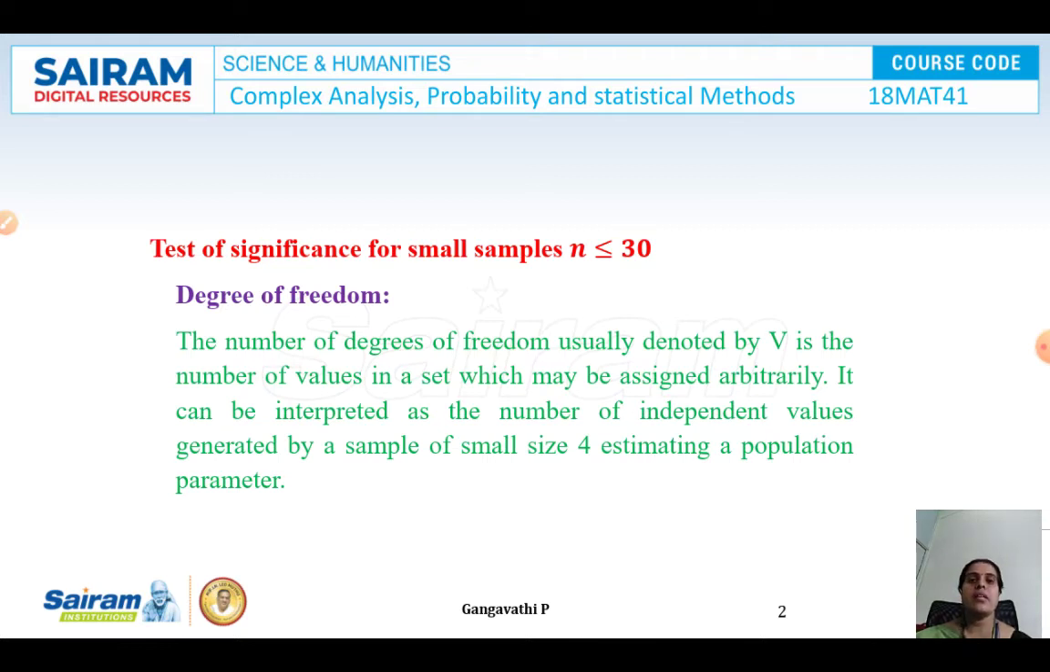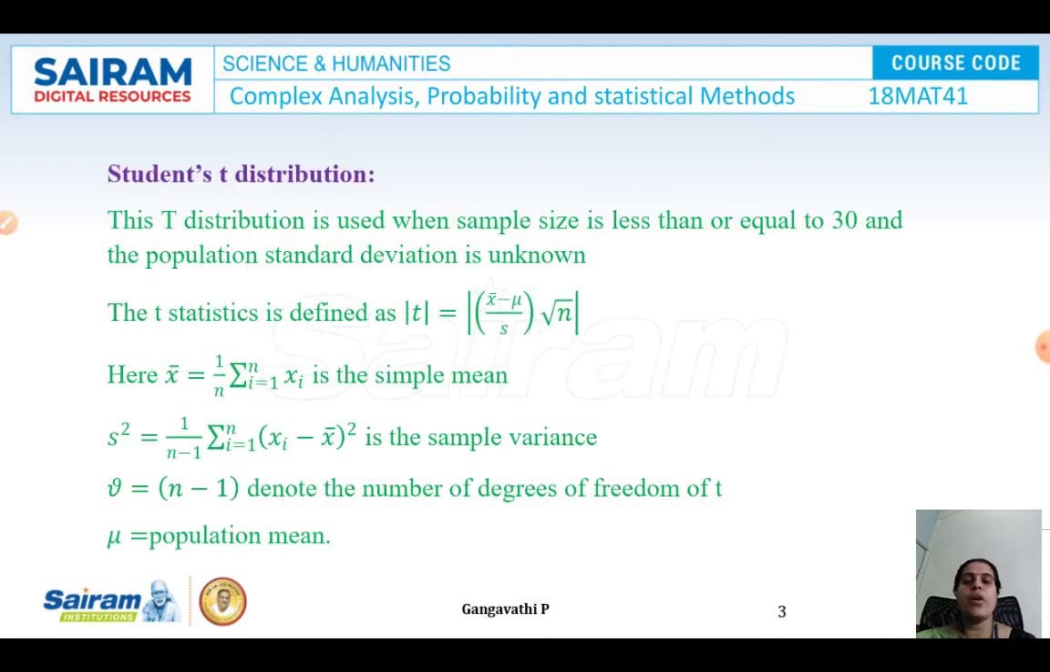For the test of significance, the new terminology introduced to understand the concept better is degree of freedom. So what is this degree of freedom? The number of degrees of freedom, usually denoted by a capital letter V, is the number of values in the set which may be assigned arbitrarily. Or we can also interpret it as the number of independent values generated by a sample of small size for estimating the population parameter. That is called the degree of freedom.